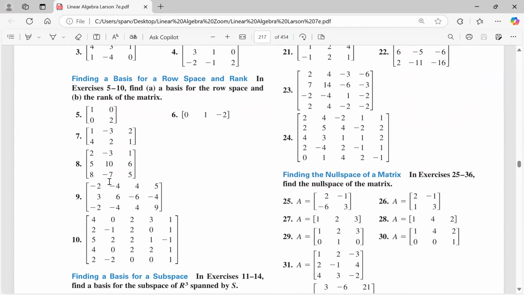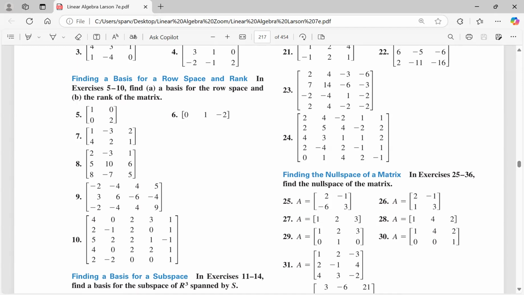Let me get my notepad ready here. So we are in section 4.6, and I'm looking at exercise number 8 again. I'll try to do one similar to your homework problems. Here the matrix is 2, 5, 8, -3, 10, -7, 1, 6, 5. And the question: find a basis for the row space and the rank of the matrix.